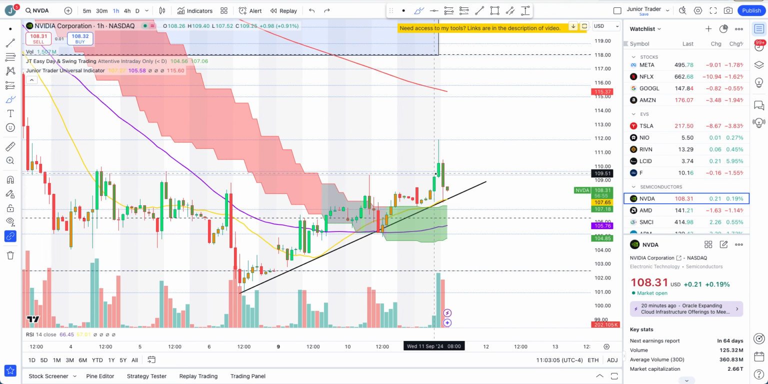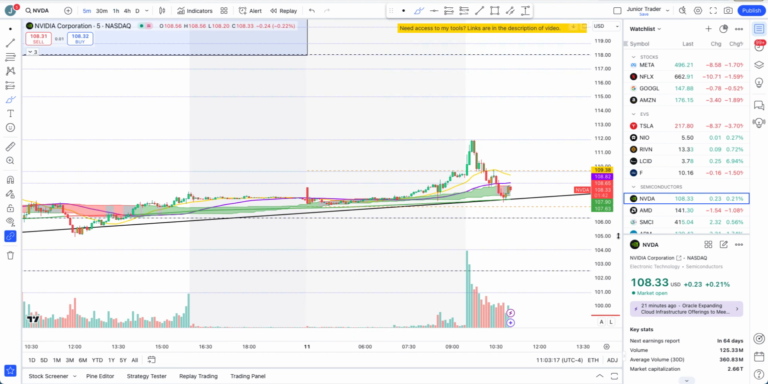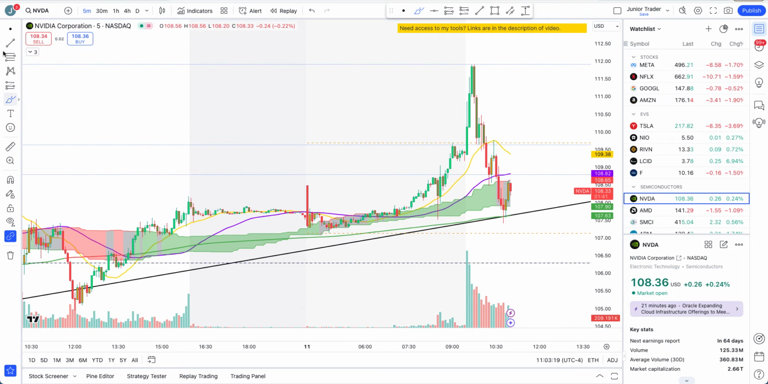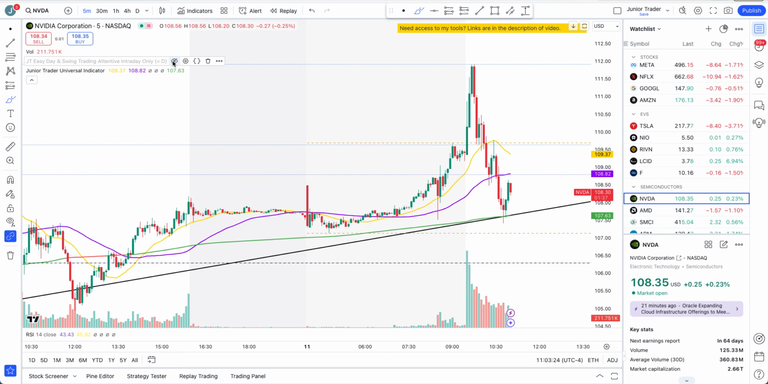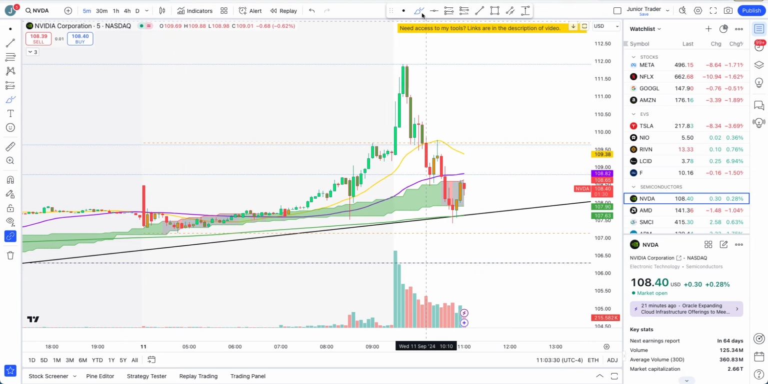Now, talking about the 109 level, we went as high as 111.89, so very close to 112, almost a $3 move. Let's go to the 5 minutes interval, things will get more clear. This is how things would look without my tool, right? So confusing, not knowing what to do. So let's turn on the tool and it just makes things simpler.